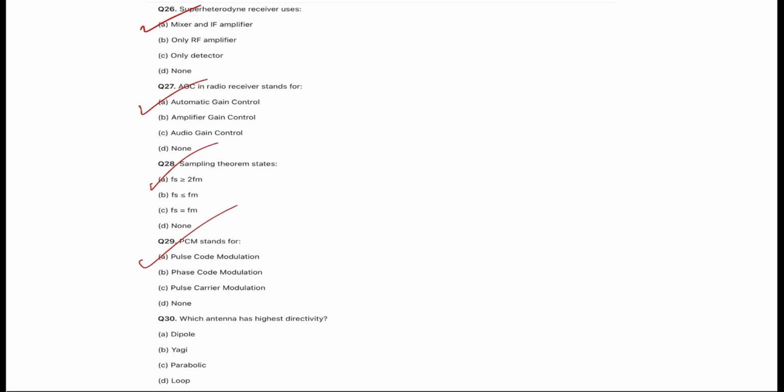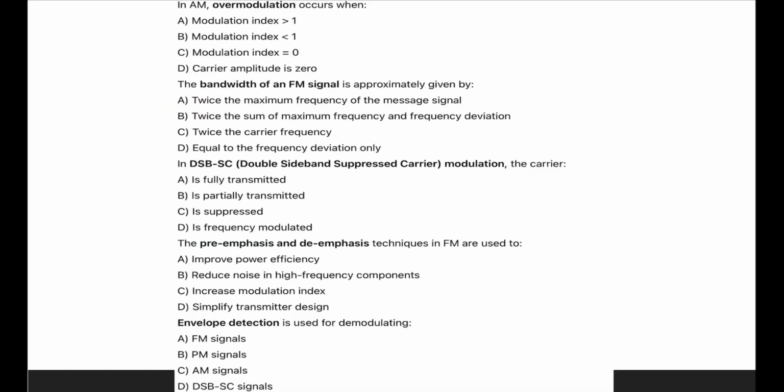Which antenna has the highest directivity? Option A, dipole. Option B, Yagi. Option C, parabolic. Option D, loop. We know that it is the parabolic antenna. So option C.